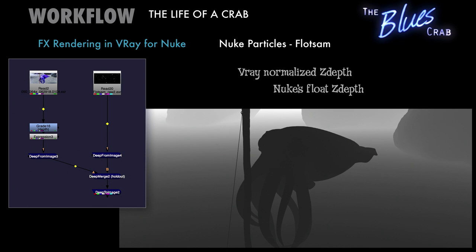And in my haste, I'd render dozens of shots, only to find I'd set the V-Ray render with normalized Z-depth. With V-Ray, you can render normalized or keep it float. Fortunately, even though I'd rendered without deep data, you can convert your depth. You can convert with the deep from image node, then use the deep merge to essentially ZMAT the particles. This does require expanding out the normalized depth beforehand, so the data is the same from both sources.